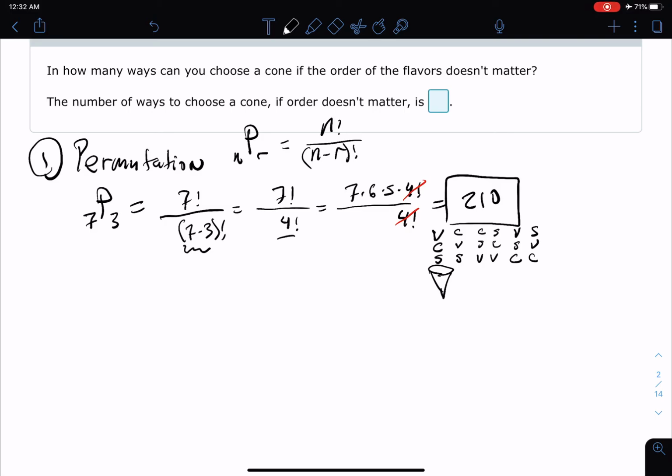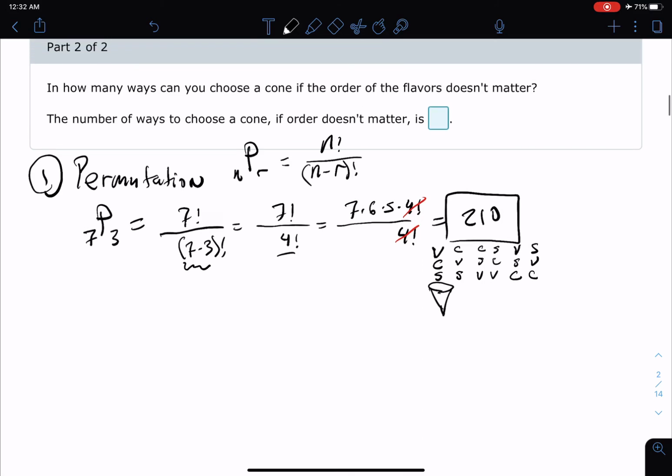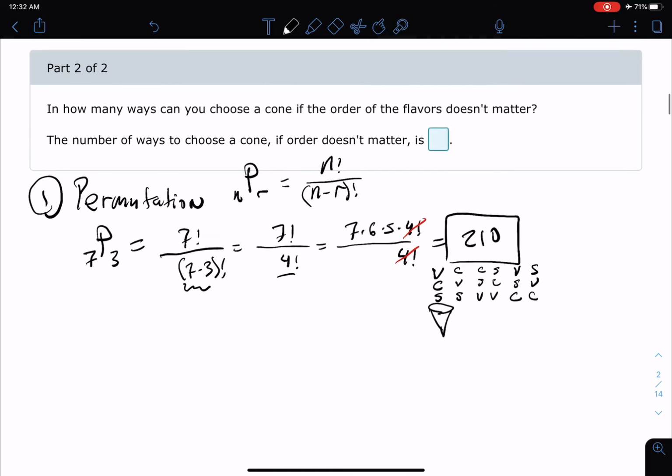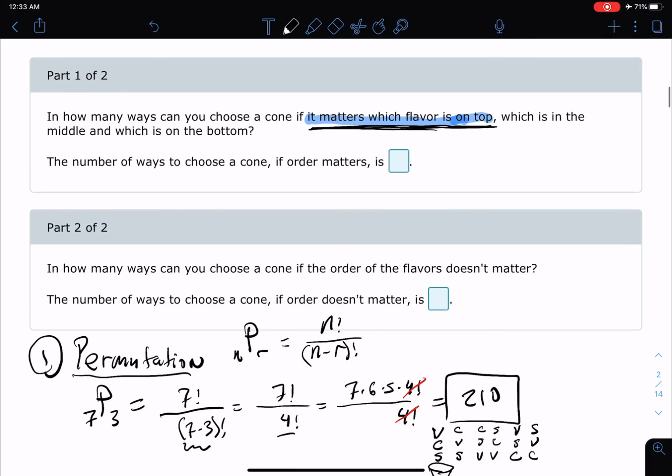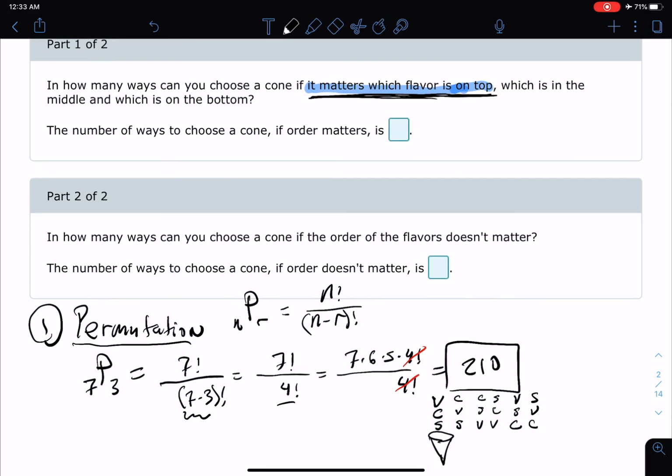Okay, let's take a look at the next one. Hopefully this will give you some insight into the difference between permutation and combination through my silly little drawing of ice cream cones. The next one is asking how many different ways can you choose a cone if the order of the flavors does not matter?